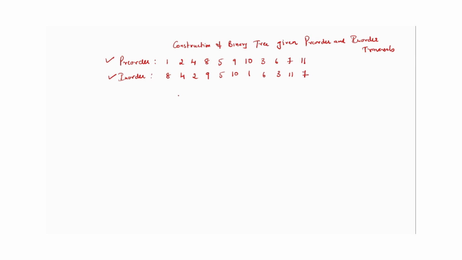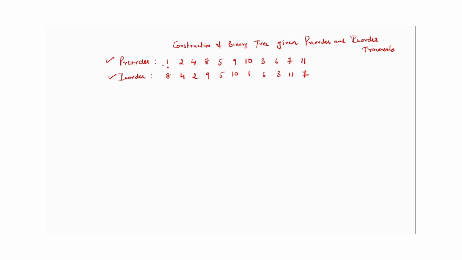We know that pre-order starts from the root, therefore 1 is the root. In in-order, we do not know the root if we take only in-order, because the root is somewhere in between 8 and 7. But in pre-order, we know the root. The root is 1. So this is the pre-order and in-order traversal of a particular binary tree.